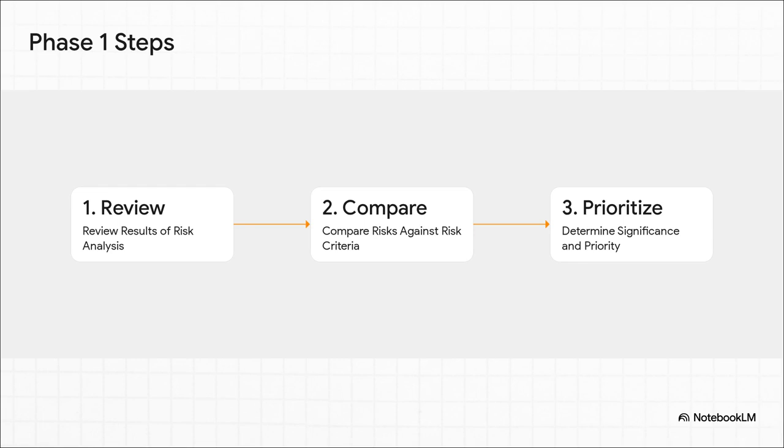First, we'll review the results of our risk analysis. Then, we'll compare those risks against some specific criteria. And finally, we'll figure out how significant they are and actually prioritize them. So let's start with step one, reviewing our analysis.